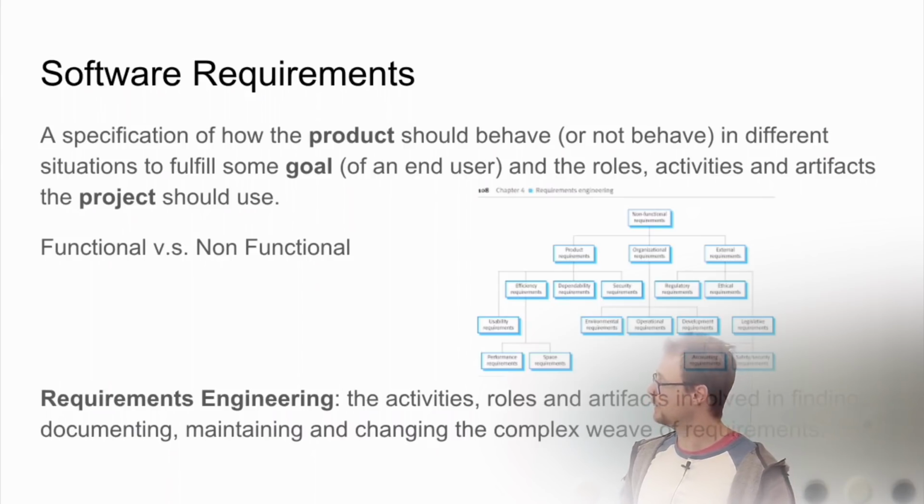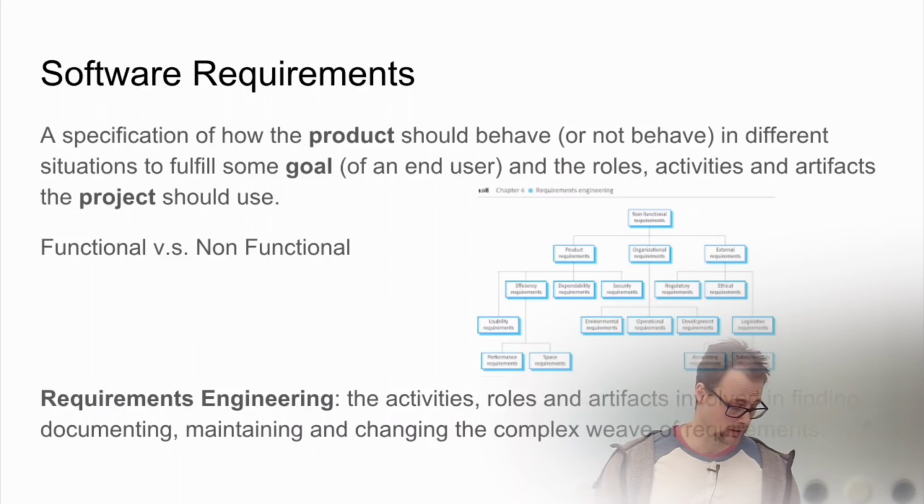So activities have inputs, different artifacts. So for implementation, we maybe have requirements as input. We maybe have some models as input. The role is programmer, and the output is another artifact, a source code file. All right.